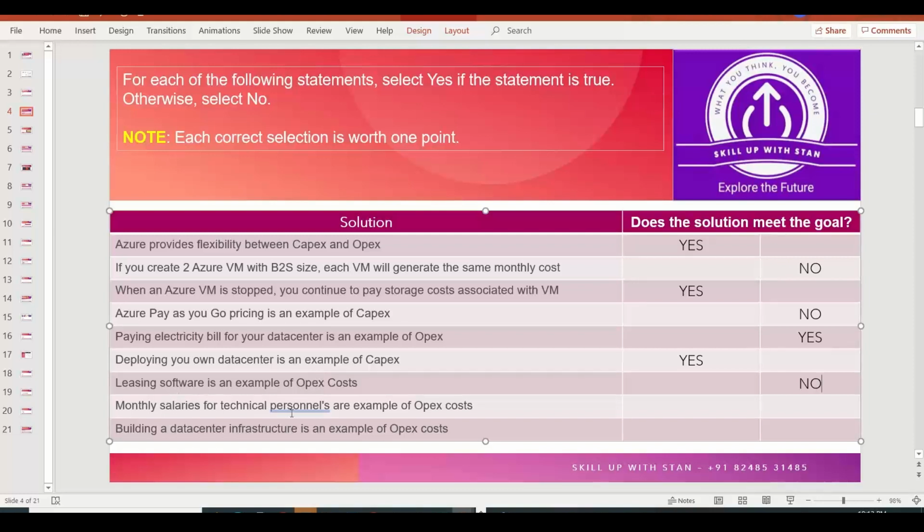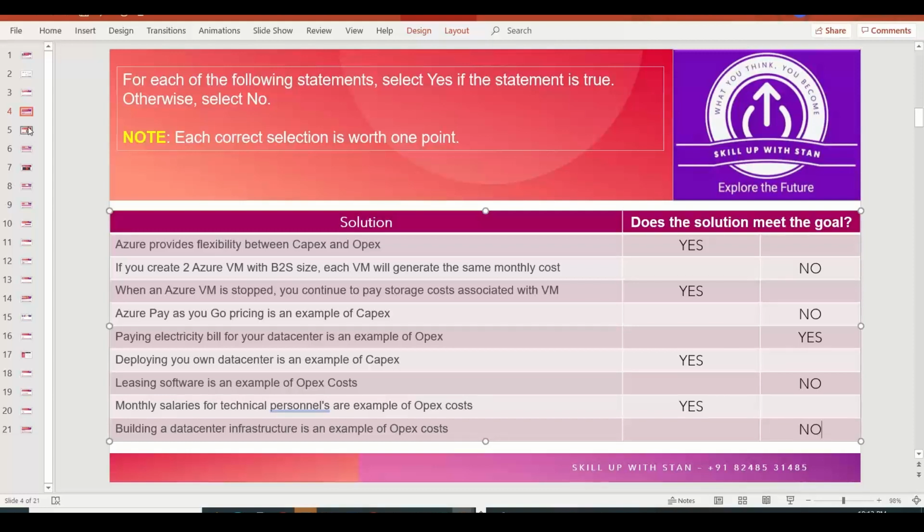Monthly salaries for technical personnel are an example of operational cost. Yes, that is true. So it is an operational cost, paying salary for the technical team. Building a data center infrastructure is an example of operational cost. No, it is not the case. So building a data center infrastructure is an example of capital expenditure.